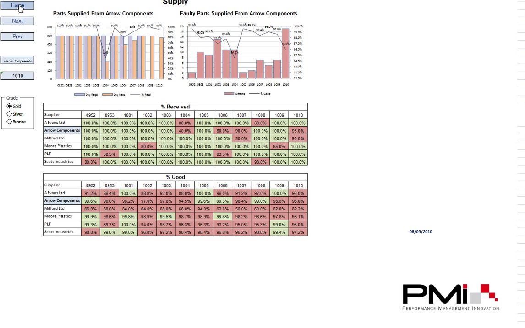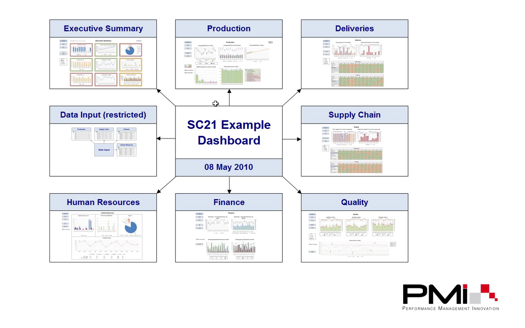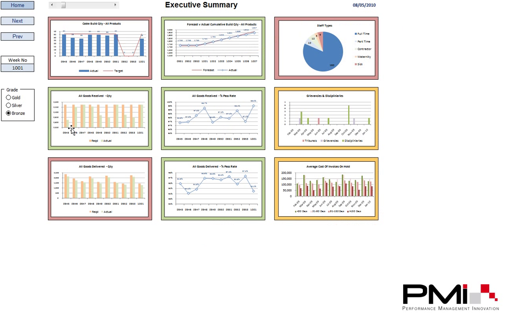Okay, we've got another use of RAG status. If we go back to the executive summary, and the executive summary is basically a collection of the major metrics throughout the organisation. So we've got a couple of production metrics, we've got some HR metrics and some delivery and supply metrics. So this gives management an overall view of how the organisation is doing.